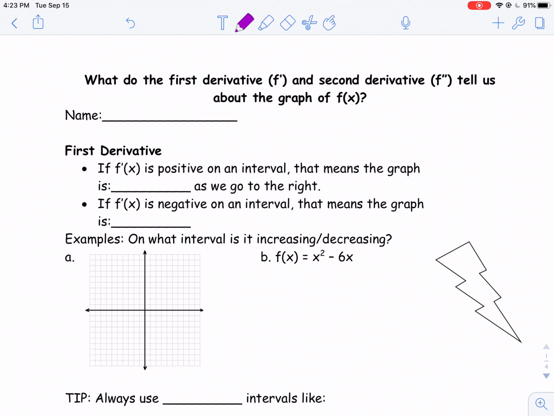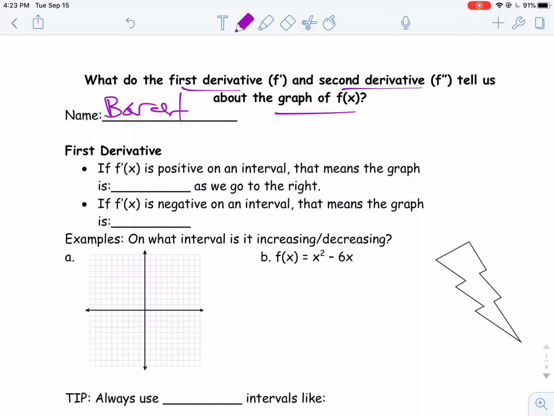Alright guys, so I'm here for this next video. We're going to talk about this question basically. What do the first and second derivatives tell us about the graph of our original function? Normally this is something that I would just give to you guys in class to fill out. So I'm going to put a PDF on the website if you want to fill it out that way, or you can just write this down on your own.